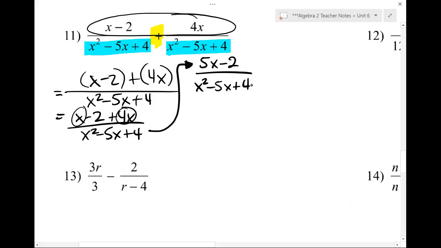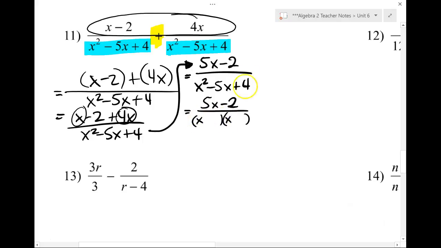And now we want to see if maybe we can cancel out some factors. So let's go ahead and factor out the bottom, or the denominator. Now, we would want to try to factor out both the numerator and the denominator. But just looking at the numerator now, I couldn't do anything with that. There's no common factors between 5x and negative 2. So on the bottom, let's factor that out.